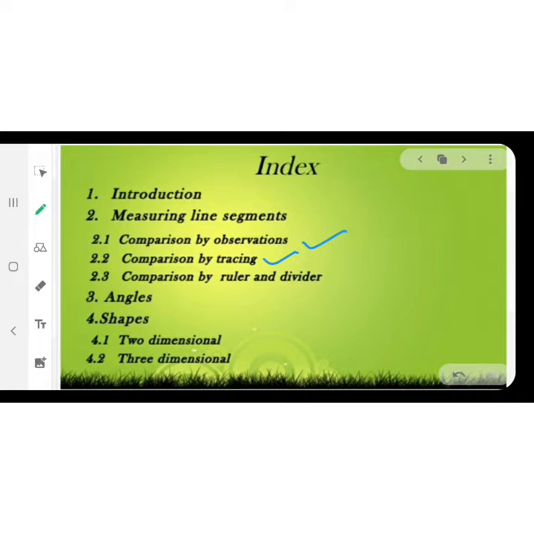A line segment is what? It is a part of a line which has two distinct endpoints. This part is also not so important, so we are not going into detail about it. Moving on to the next part, that is angles, and one more part is there, that is shapes. So we'll start with angles. Shapes we'll discuss in later videos.